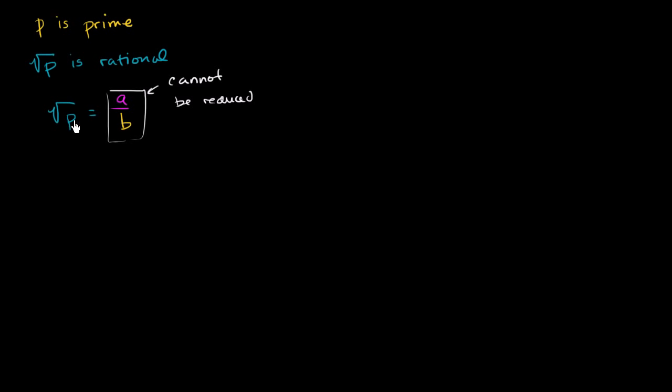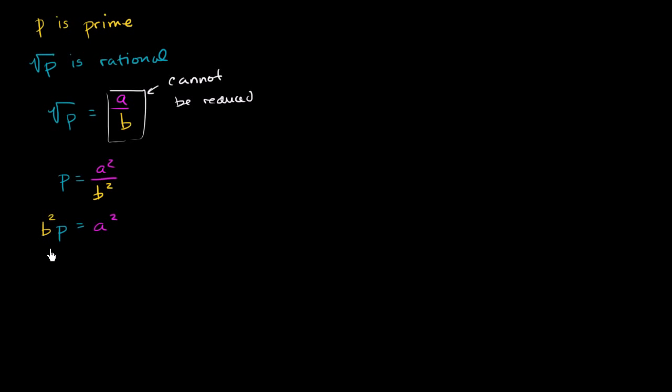So let's see if we can manipulate this a little bit. Let's take the square of both sides. We get p is equal to a over b, the whole thing squared, that's the same thing as a squared over b squared. We can multiply both sides by b squared, and we get b squared times p is equal to a squared. Well, what does this tell us about a squared? Well, b is an integer, so b squared must be an integer. So an integer times p is equal to a squared. Well, that means that p must be a factor of a squared.